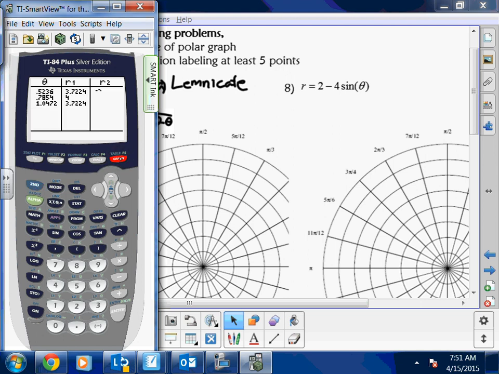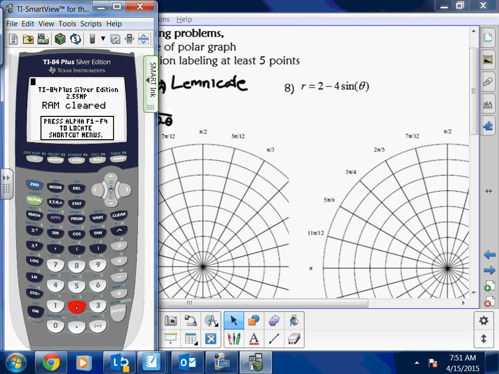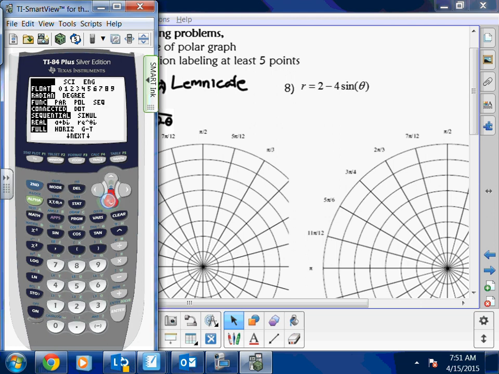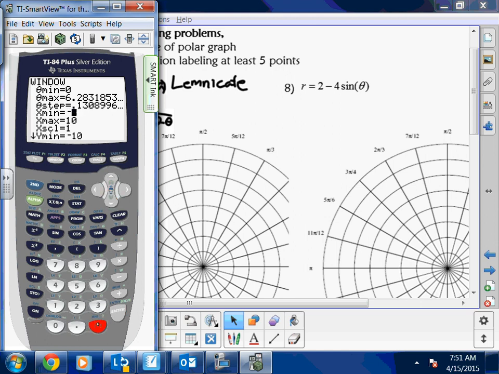What I did is I pulled up a couple of points. Which points did I pull up? I pulled up pi divided by 6. Actually, you know what? Let me go ahead and reset this calculator. The reason why I want to reset it is to give an opportunity to do everything I just said, but actually with you. Change this to polar. Okay, window. See how they're negative 10? Negative 6, positive 6. So negative 4, positive 4 for the y.